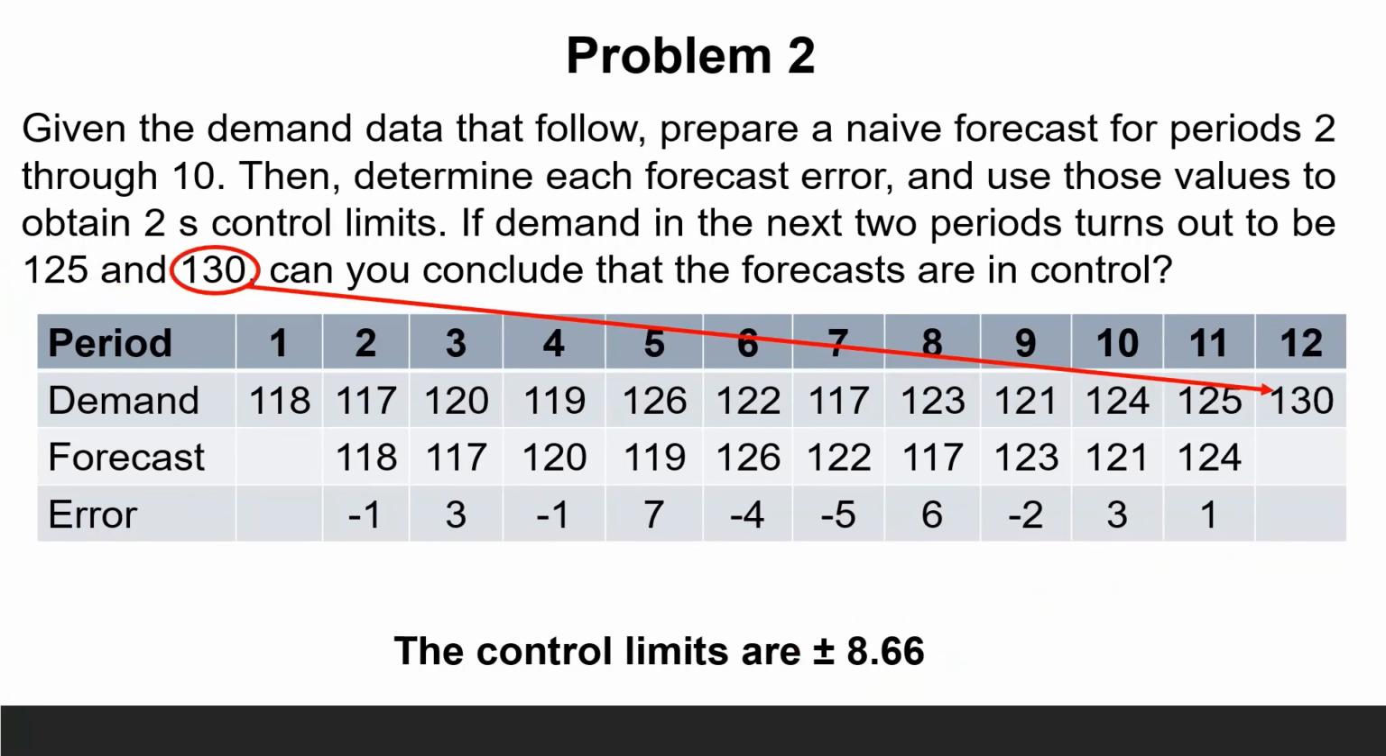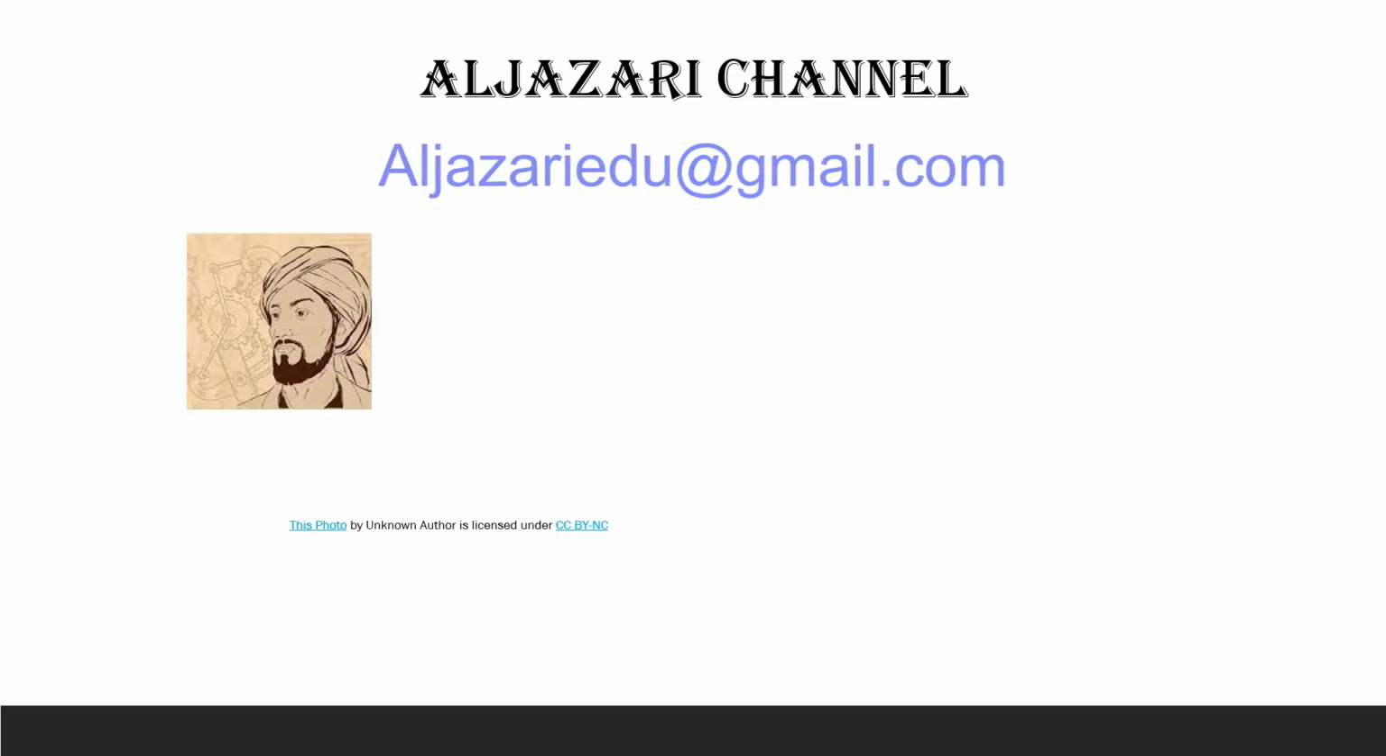If the next demand is 130 and the naive forecast is 125, based on the period 11 demand of 125, the error is plus 5. Again, this is within the limits, so you can conclude the forecast is working properly. Well, this is the end of this topic.